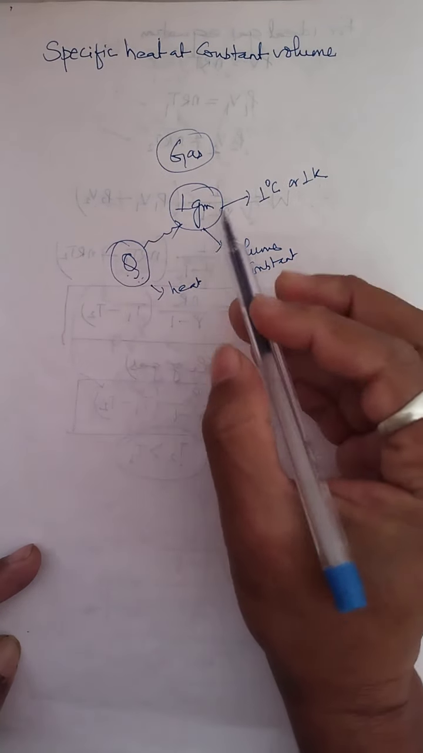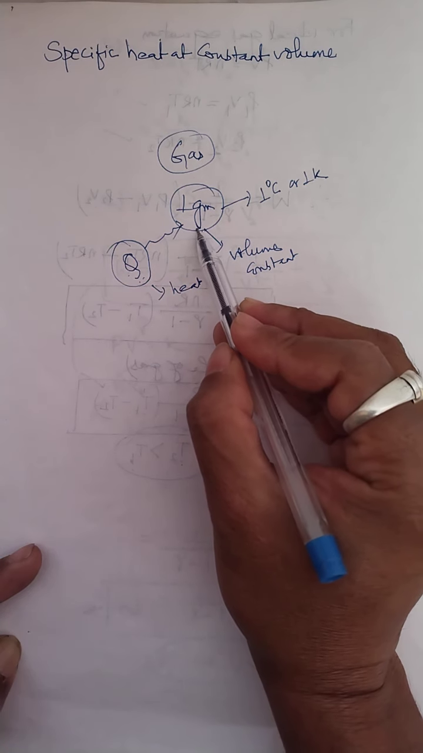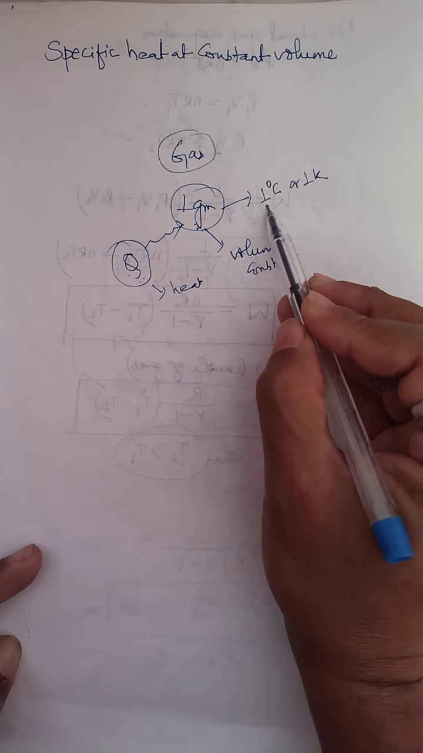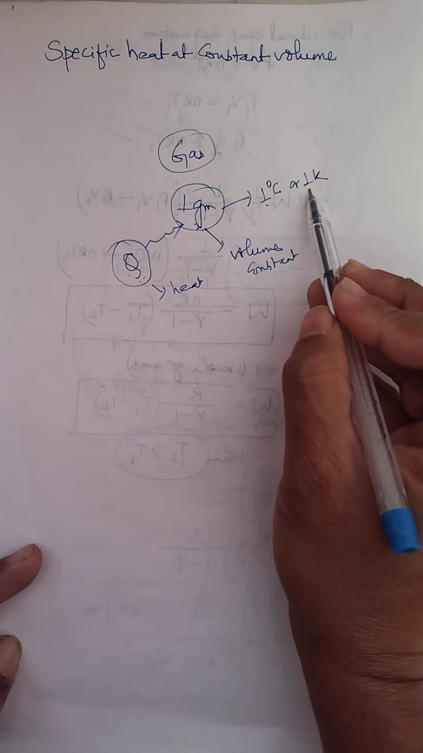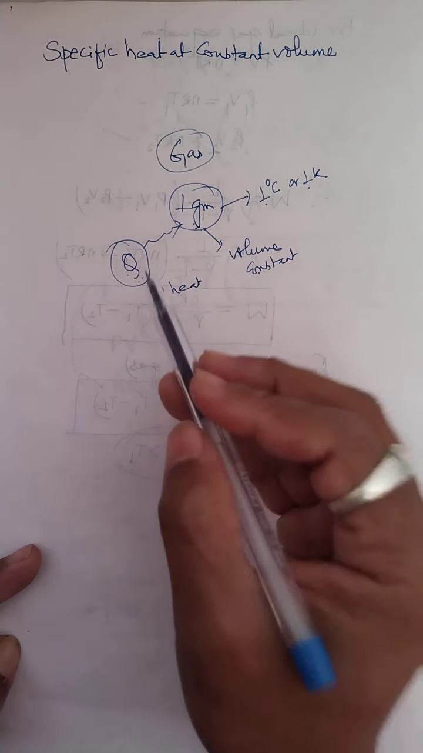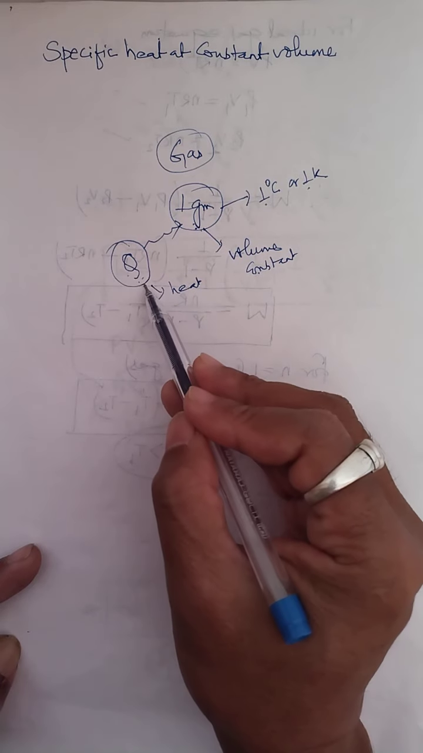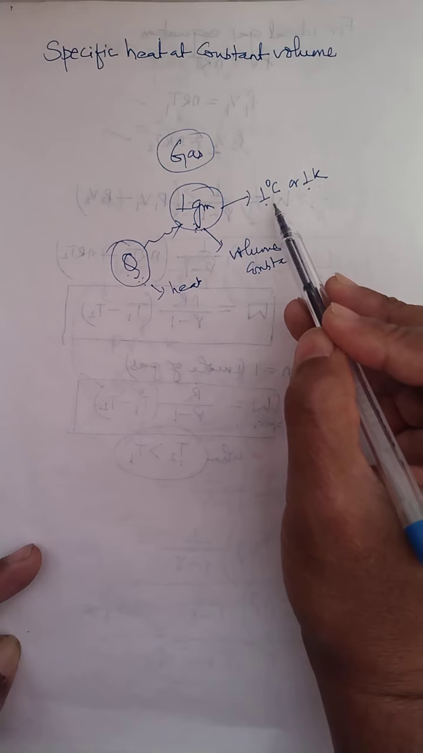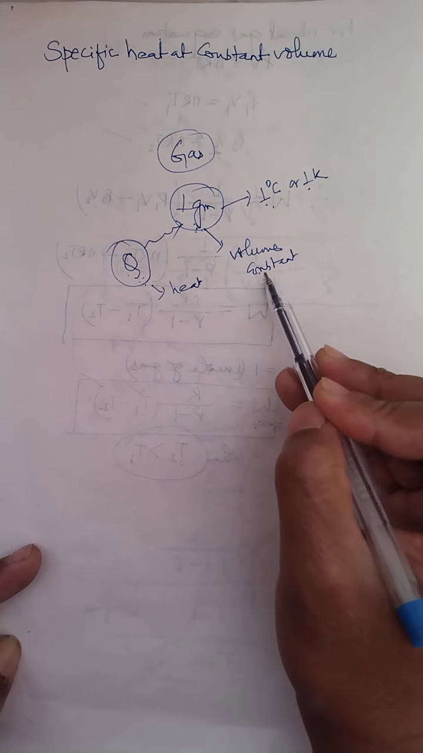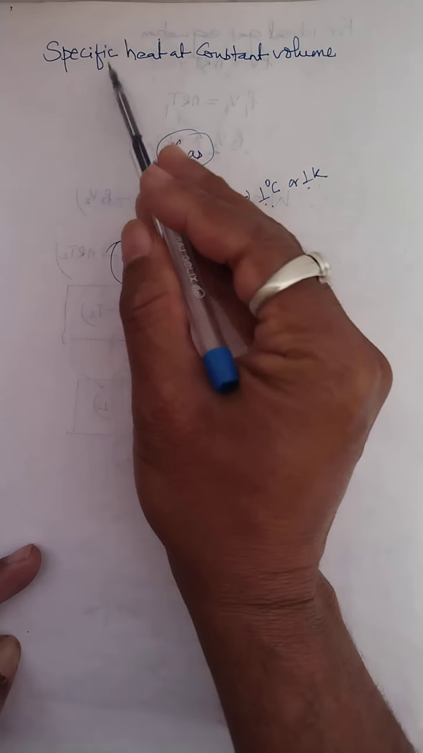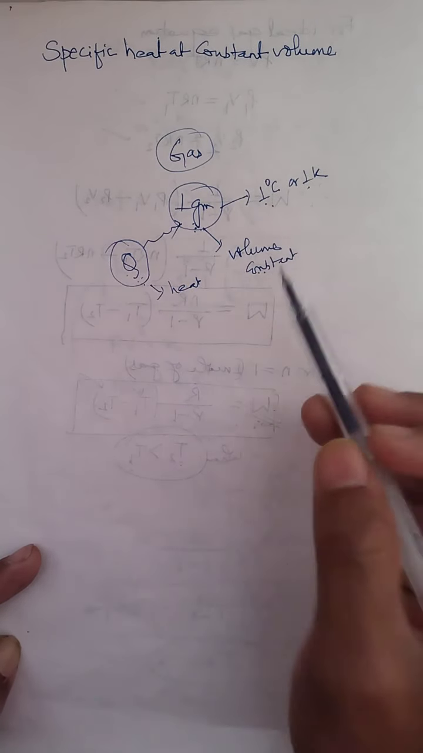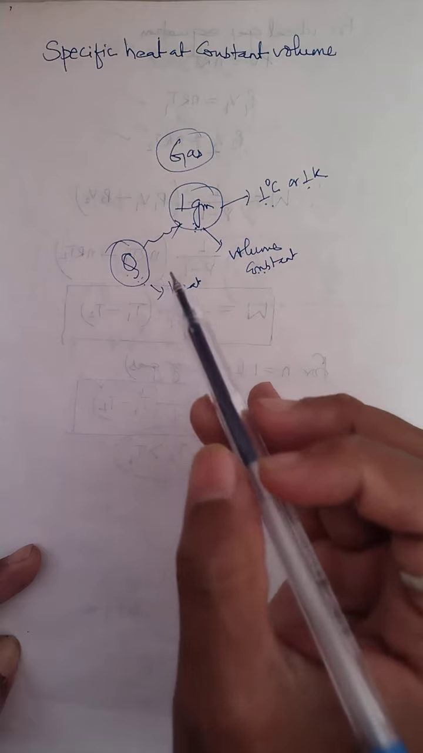If you supply heat to 1 gram of gas, so that the temperature of the gas is raised by 1 degree Celsius or 1 Kelvin, keeping the volume constant, then that particular heat that is required to raise the temperature of 1 gram of gas by 1 degree Celsius, keeping the volume constant, is defined as specific heat at constant volume. So children, remember this definition.